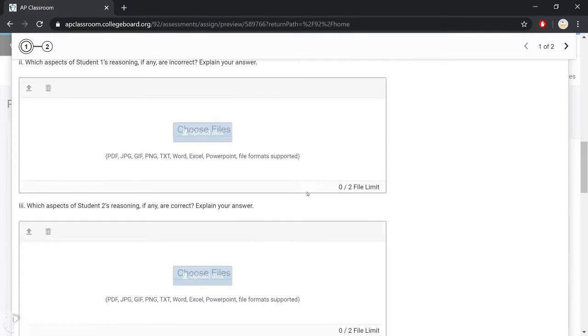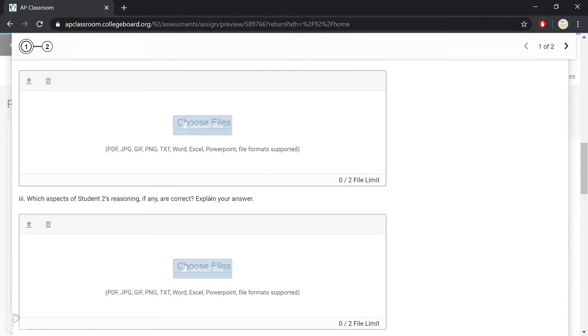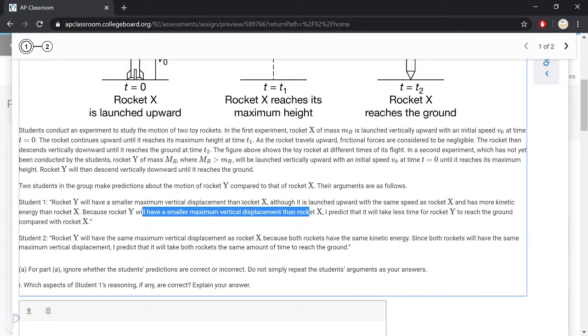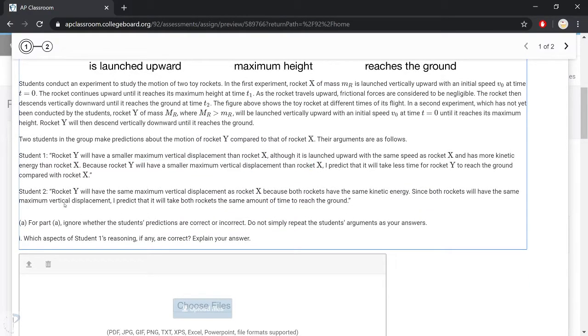All right, next up, which aspects of student 2's reasoning, if any, are correct? So what part of student 2's reasoning? Okay, we want to first separate the claim from the reasoning. Student 2 says rocket Y will have the same maximum vertical displacement as X. Okay, so that's the claim. Now let's see if we can find some reasoning. Because both rockets have the same kinetic energy. Okay, so that could be part of the reasoning.